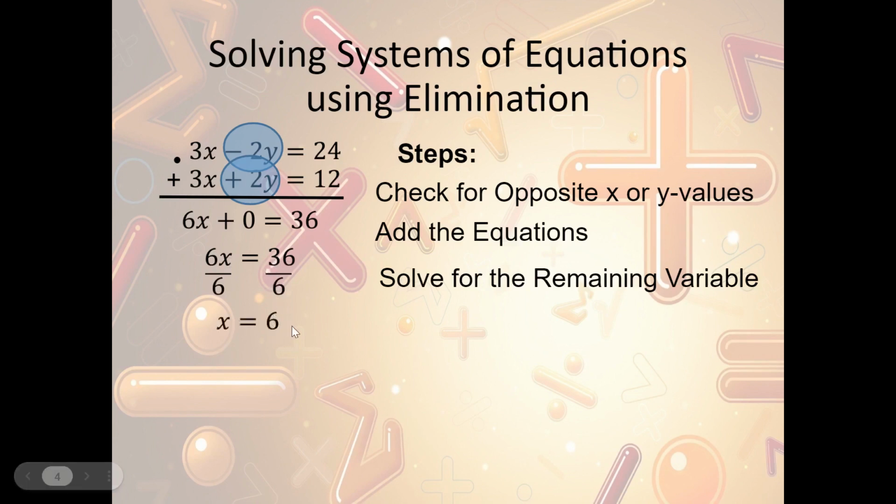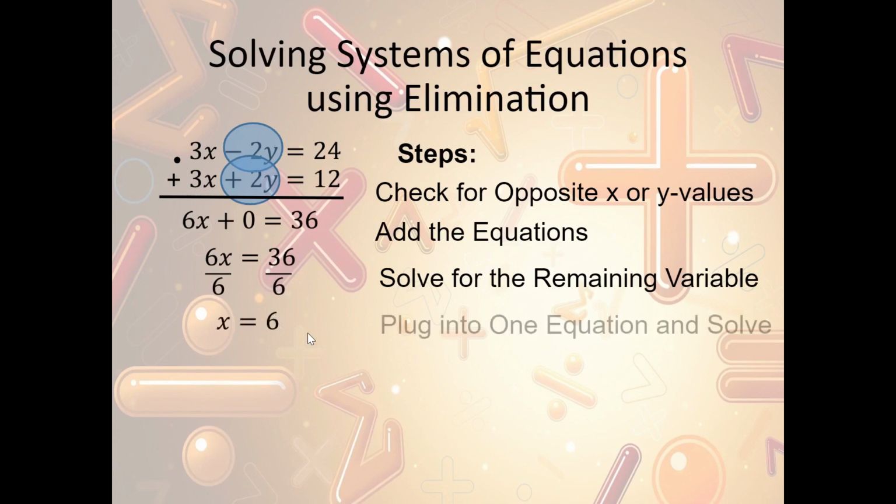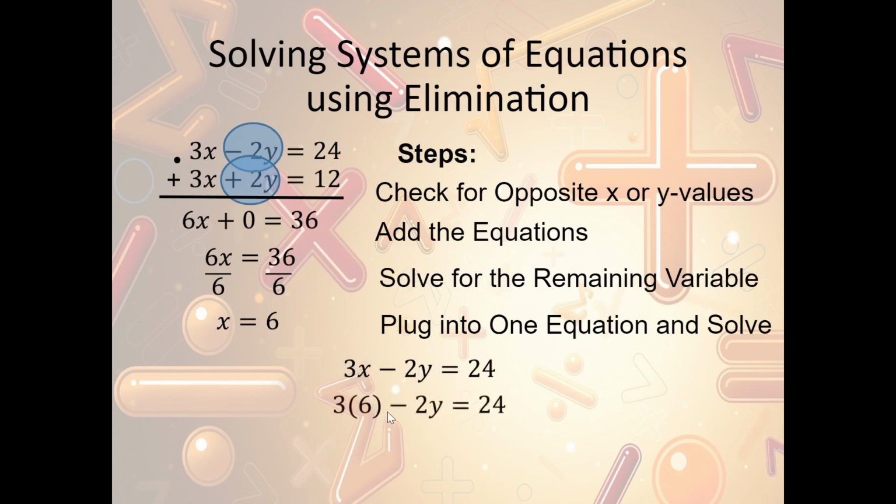That's x. Now we know the x coordinate of where they cross, but now we need to get the y coordinate. So we're going to plug 6 in for x into one of the two equations. It doesn't matter which equation you pick as long as you plug in x as being 6. We'll go ahead and pick the first one. And we're going to plug 6 in where x is. So instead of being 3x minus 2y is equal to 24, it's going to be 3 times 6 minus 2y is equal to 24. 3 times 6 is 18. So we get 18 minus 2y is equal to 24.